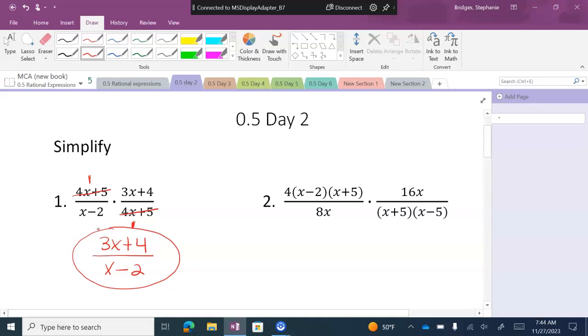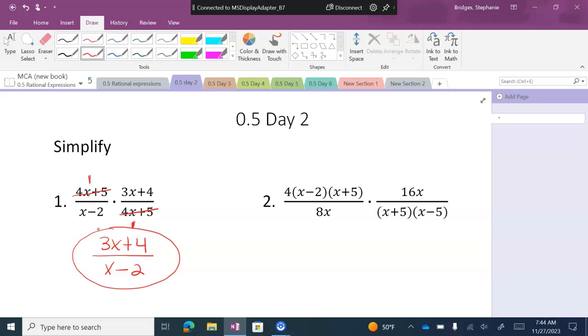So if I take a look at number 2, this one's got a little bit more involved in it. In the numerator of the first fraction, I have 4 times x minus 2 times x plus 5. And then in the denominator, I have 8x. And then in the numerator of the second fraction, I have 16x. And then in the denominator, I have x plus 5 and x minus 5. Looking at both fractions, does it look like there is anything that we can factor? Or is it already factored for us?